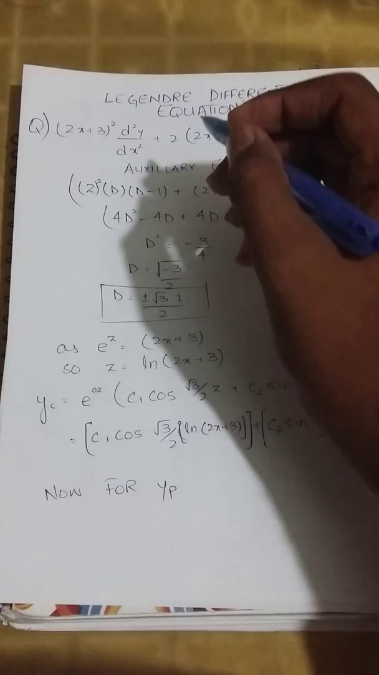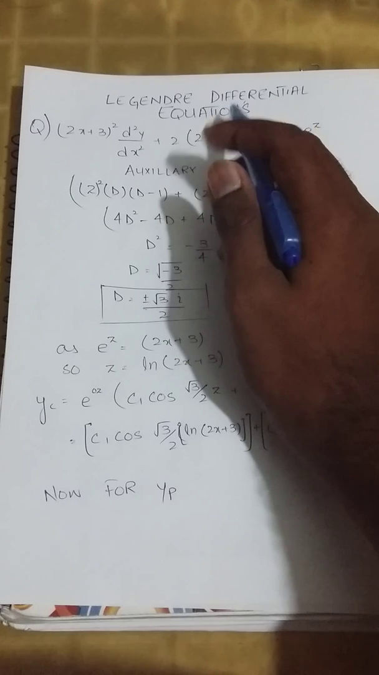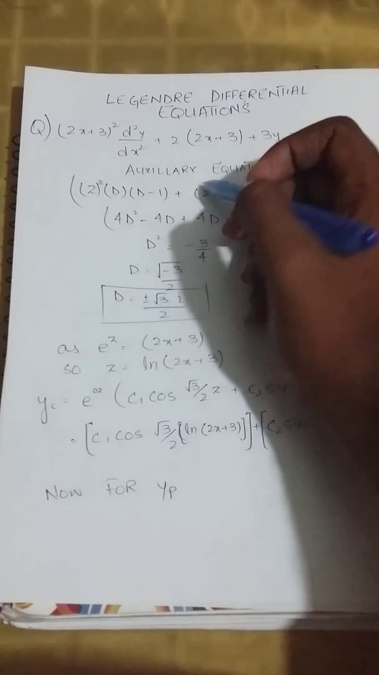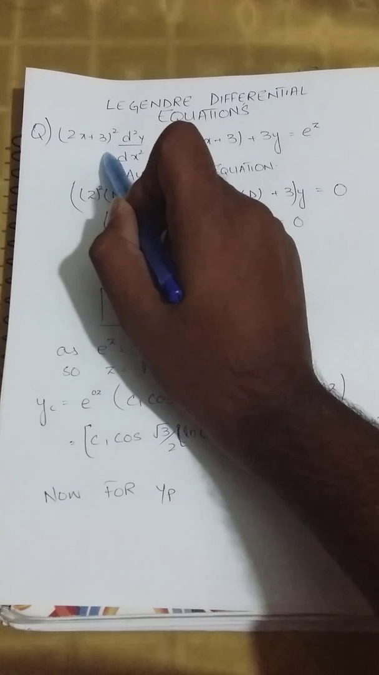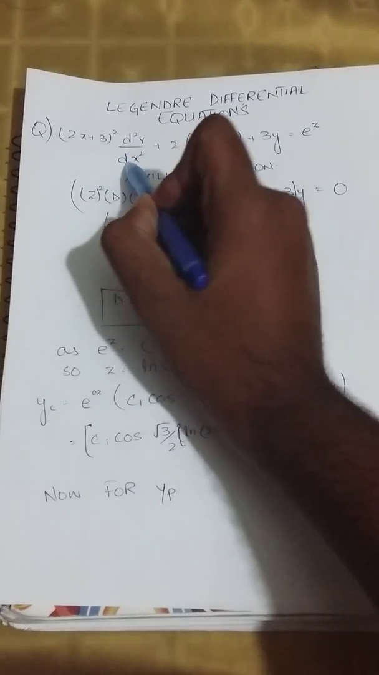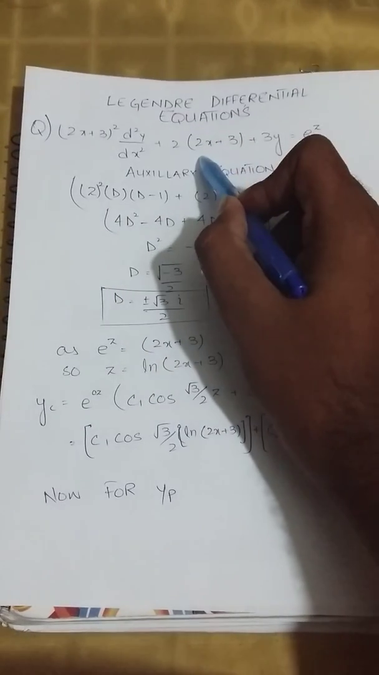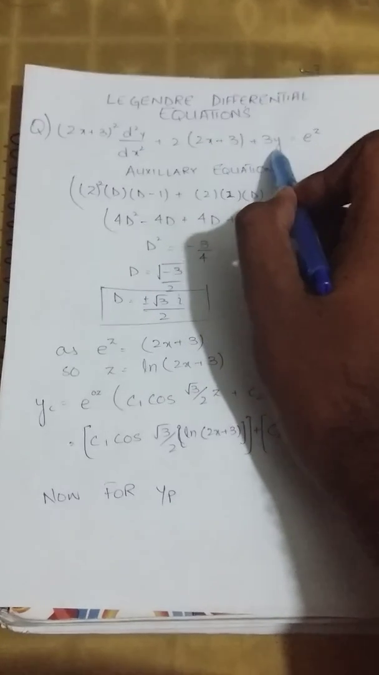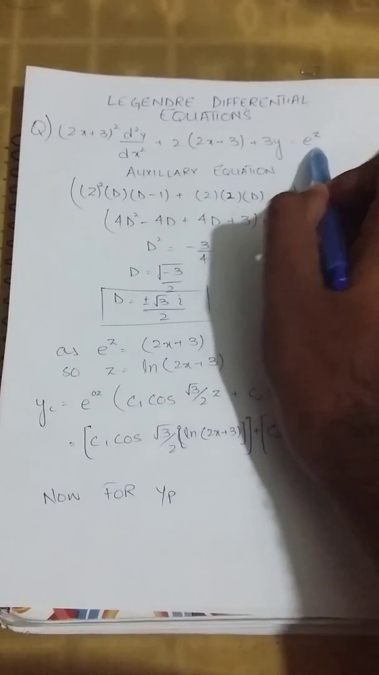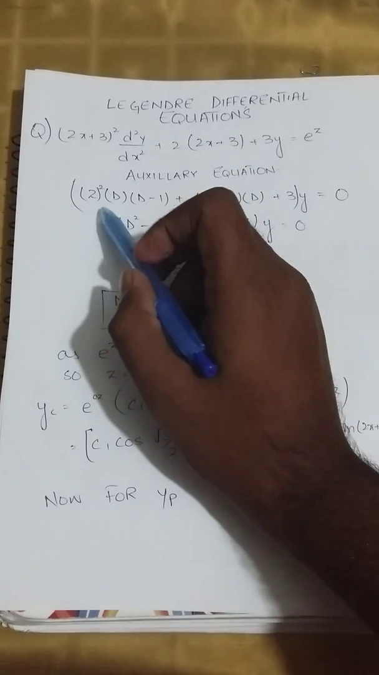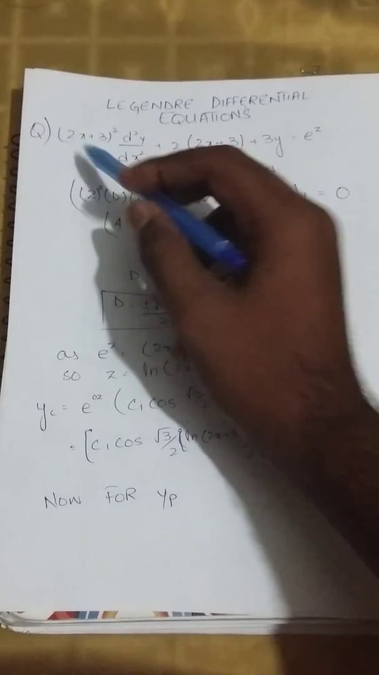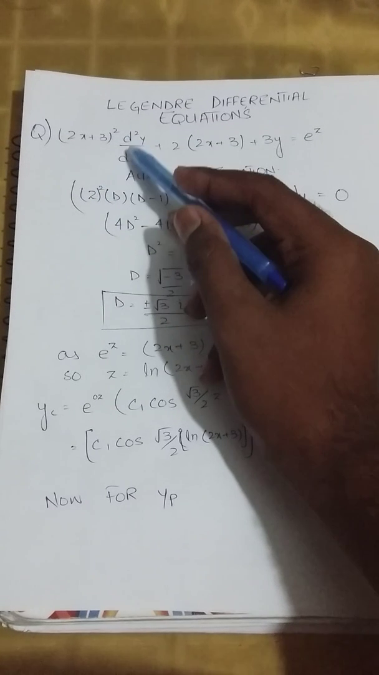In today's video, we're going to talk about Legendre differential equations. In this equation, we have a question here which is stated that (2x+3)² d²y/dx² + 2(2x+3) dy/dx + 3y = e^z. So we make an auxiliary equation out of it. That will become 2², that comes from here, the square comes from here.